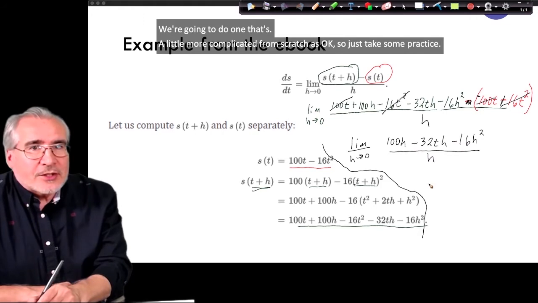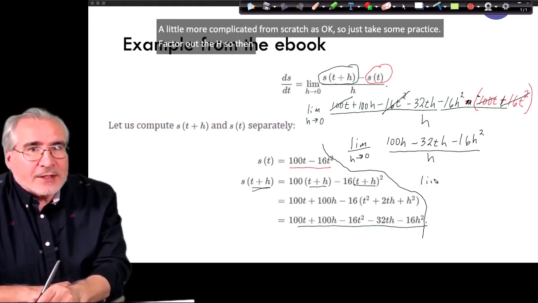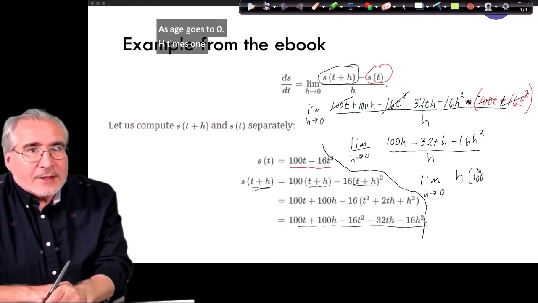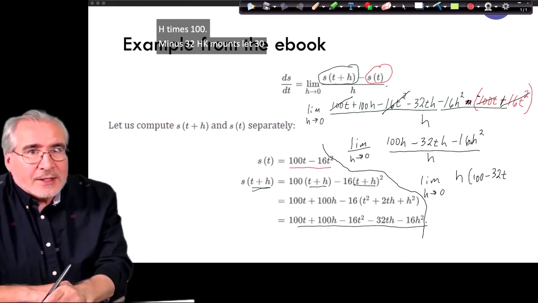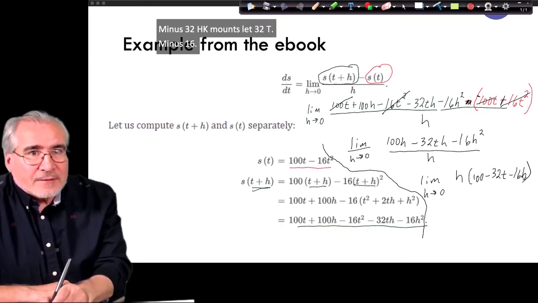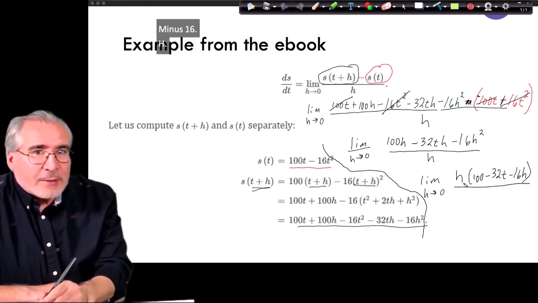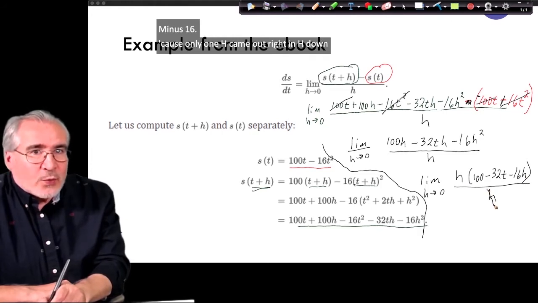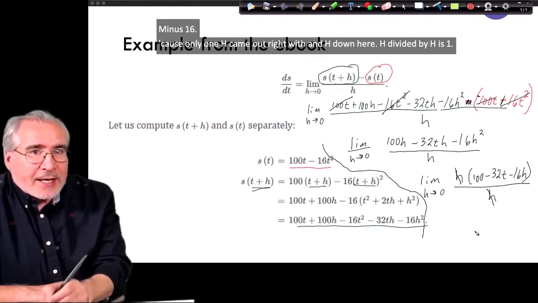Factor out the h. So then we've got the limit as h goes to 0, h times 100 minus 32, the h came out, so that's 32t, minus 16h, because only one h came out, right? We've got an h down here. H divided by h is 1, so that happens.